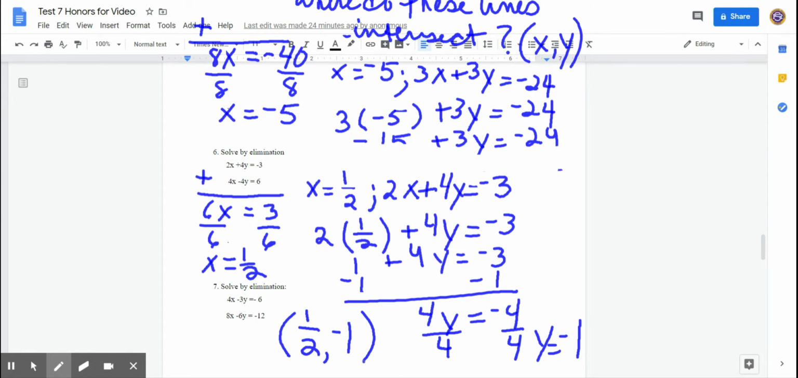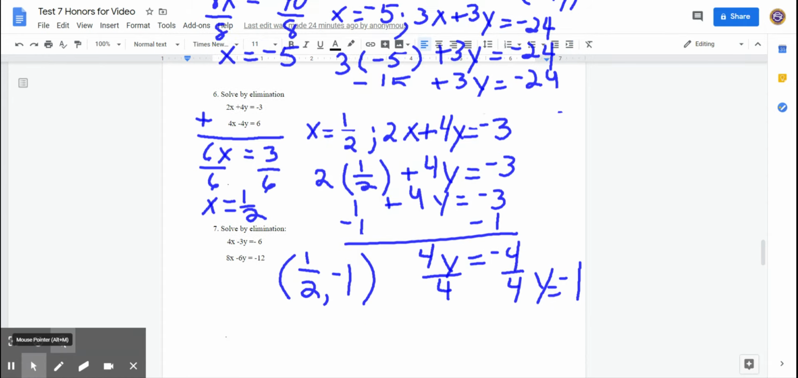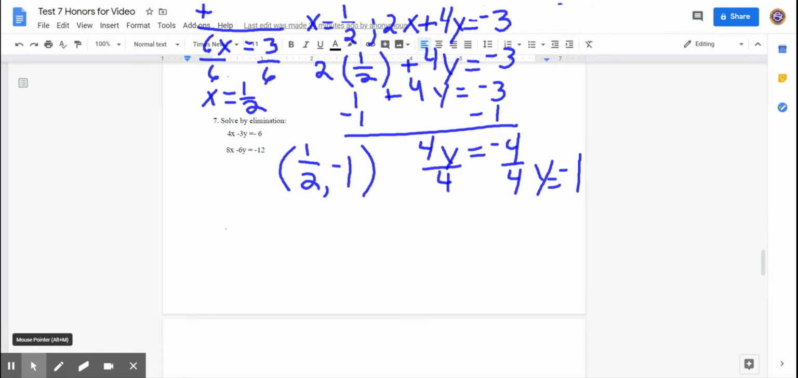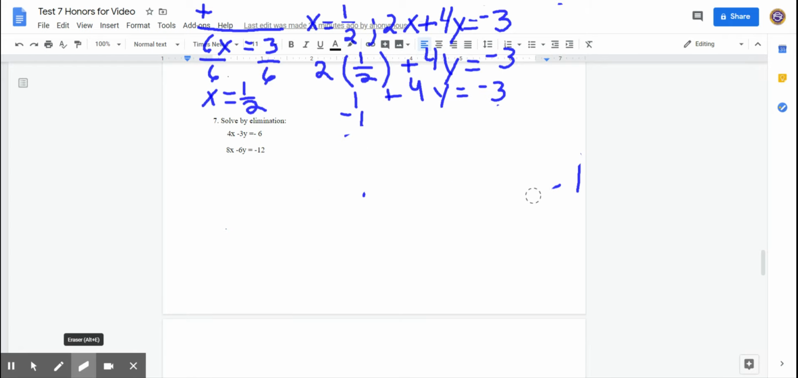All right, let's do the next one. Just going to erase some of this so I have some room. All right, so the next one we have 4x minus 3y equals -6, and 8x minus 6y equals -12.